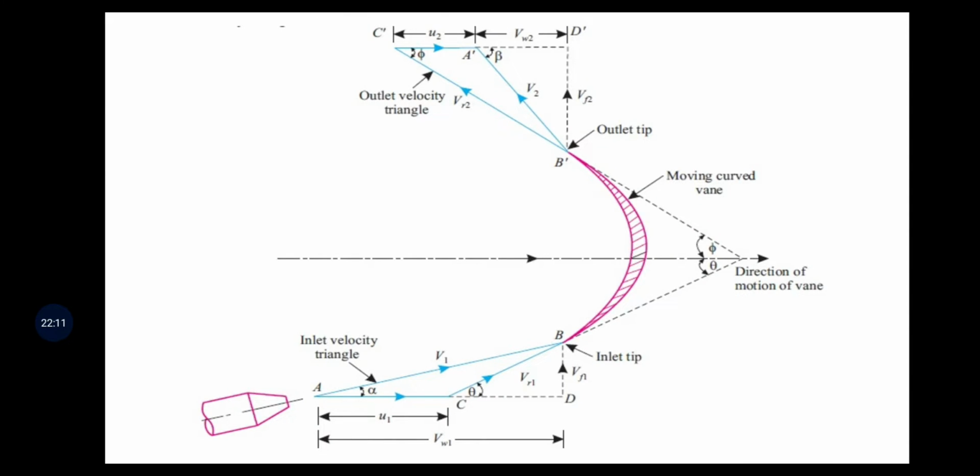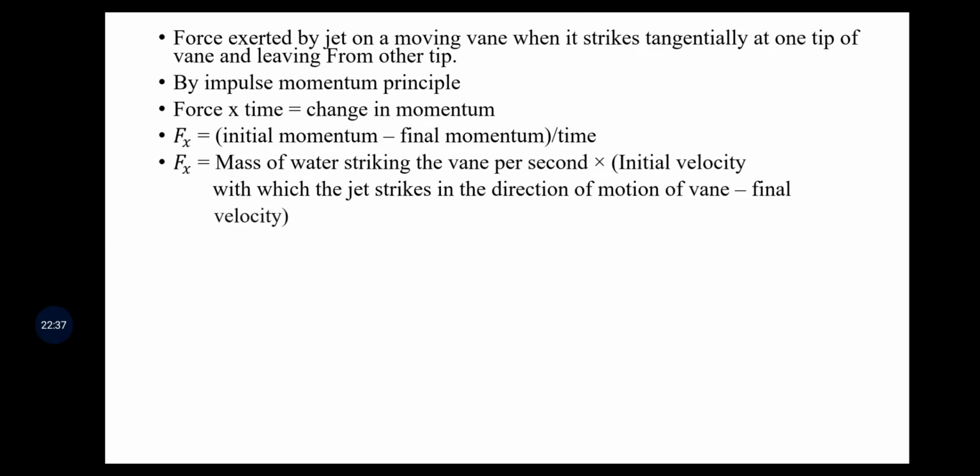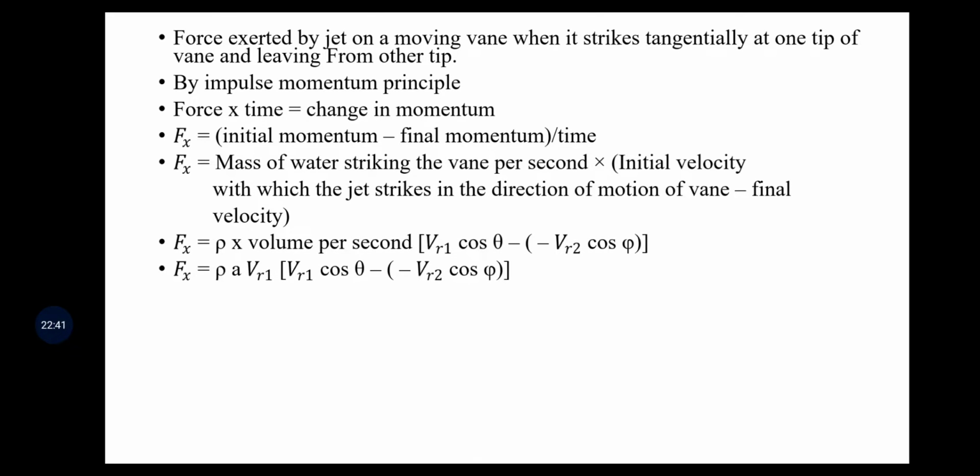By putting those things in our equation and rearranging the terms, we will get the next parameters. Those are the terms we were rearranging for, the components of the relative velocities. Now we put VR1 cos theta as VW1 minus U1 and VR2 cos phi as U2 plus VW2.